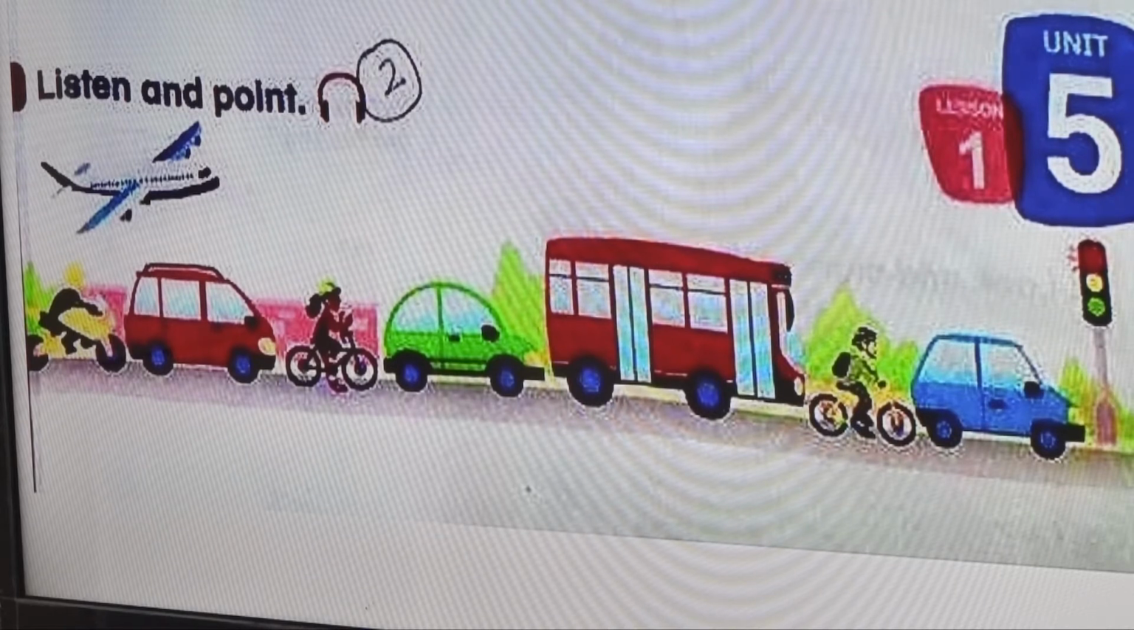There are 2 bikes. One's behind the blue car. One's in front of the red car.